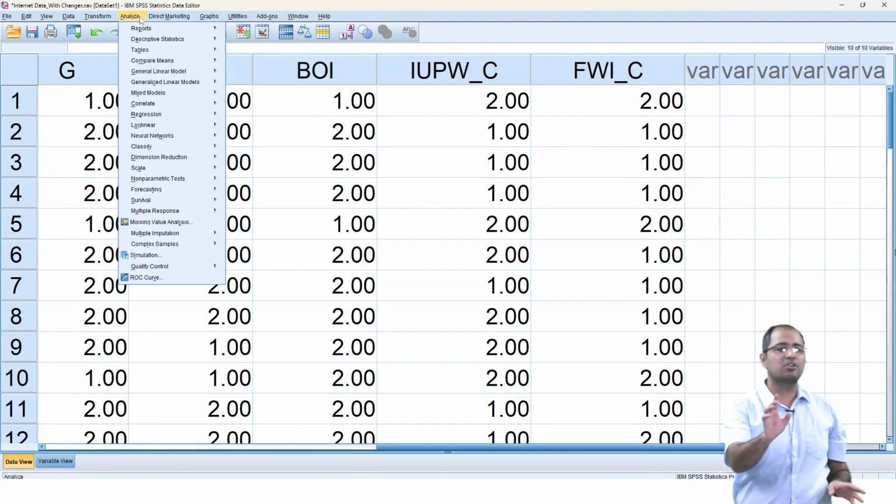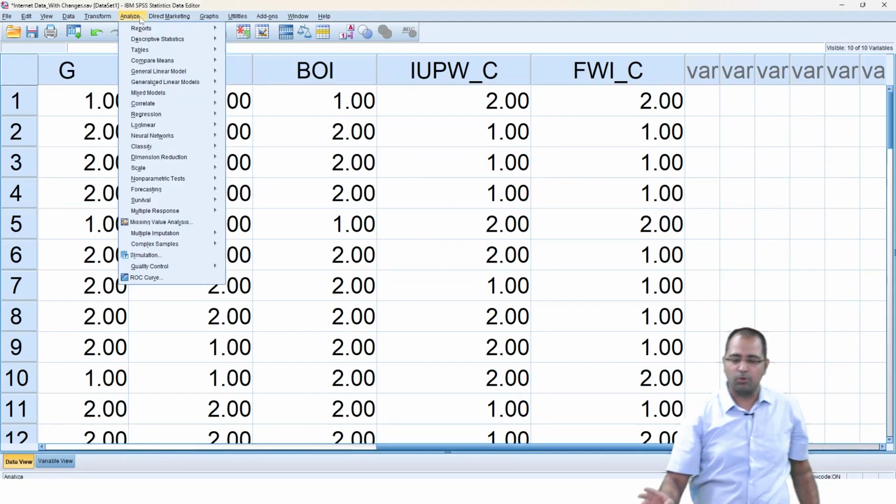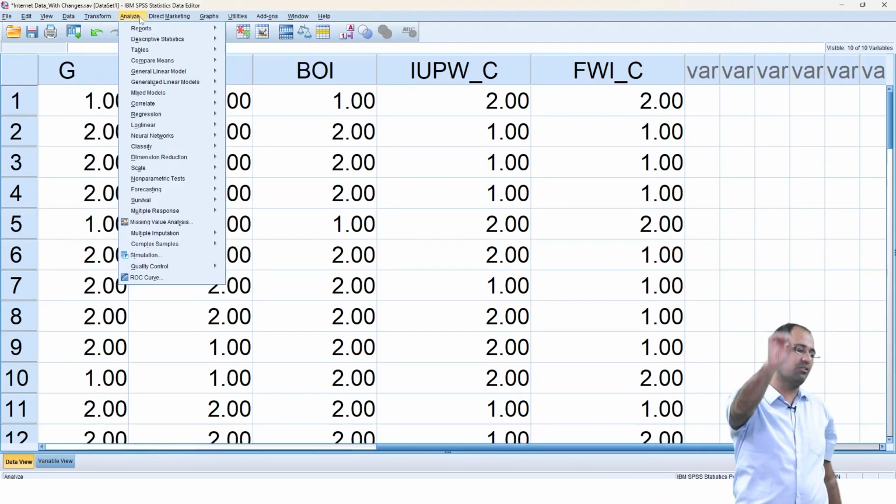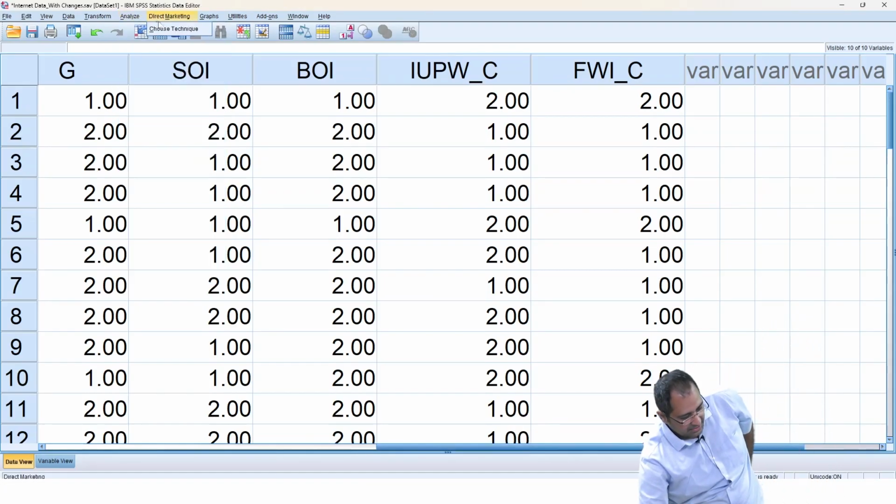So we will do the chi-square test now, and go to analyze. It's the same, go to the crosstabs. Now we just have to click on statistics and analyze.